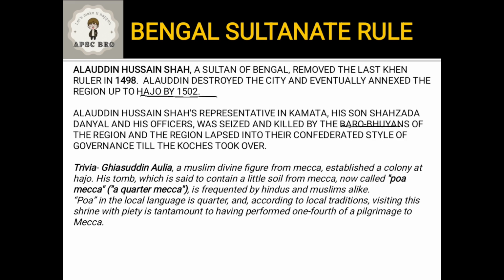One important trivia during this period: Ghiyasuddin Aulia established Poa Mecca in Hajo. Poa Mecca contains a little soil from Mecca. Now it is believed that Ghiyasuddin Aulia bought a poa, a measure of about 250 grams, that is, one-fourth of a kilo, of soil from Mecca. That is why it is named Poa Mecca.